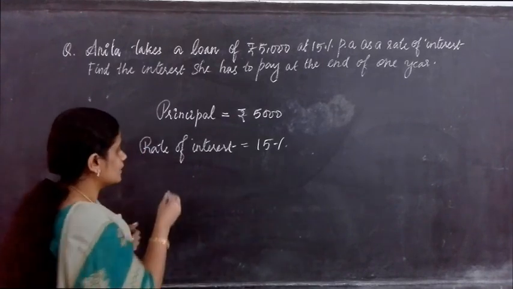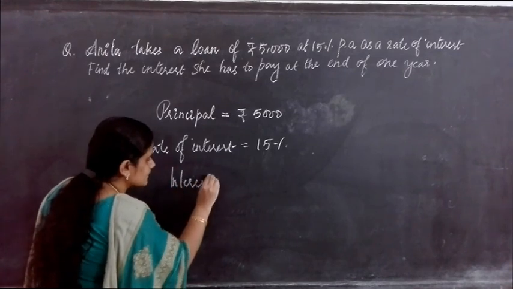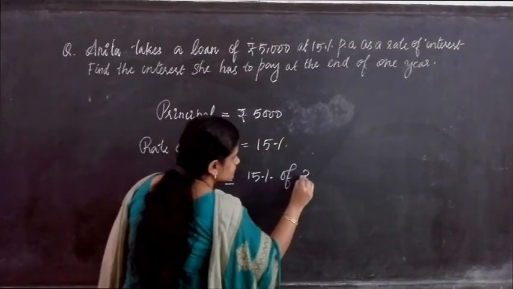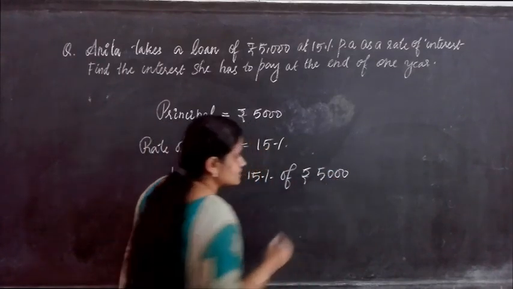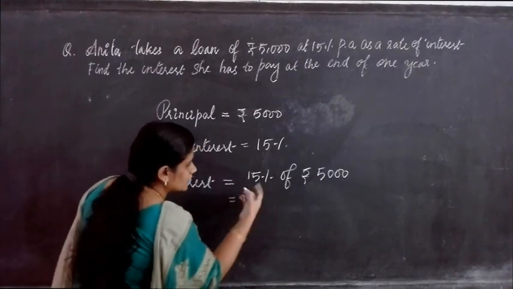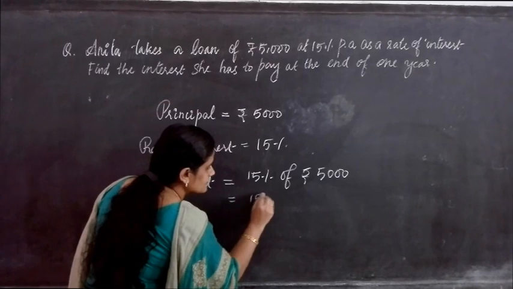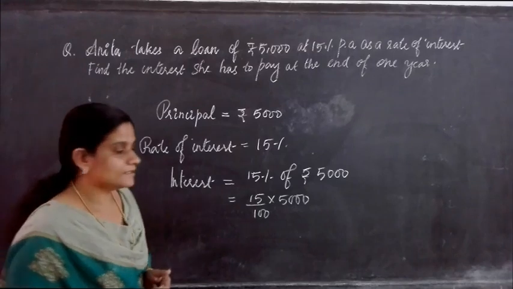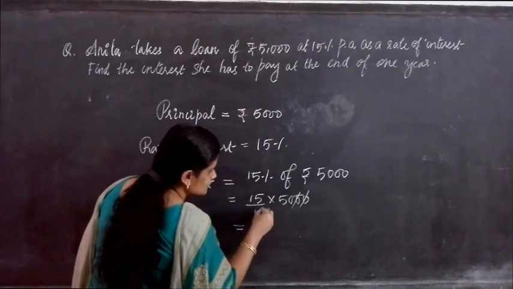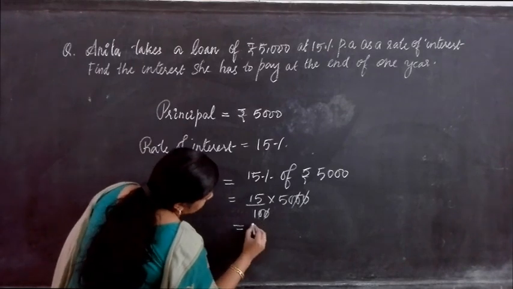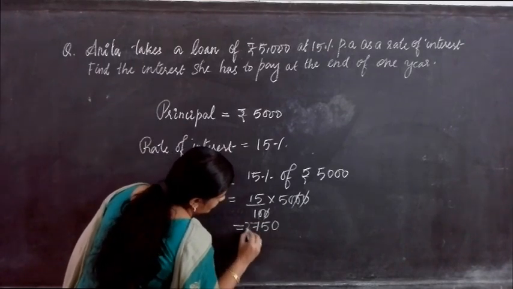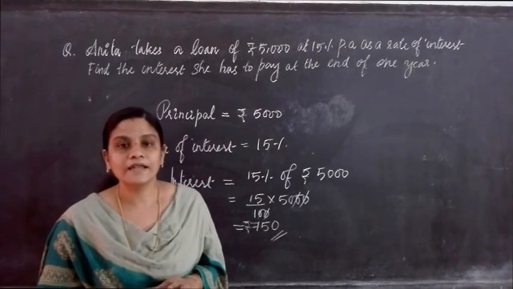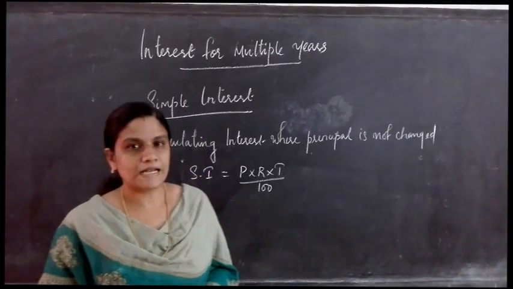Is that clear? So how can you write? Interest is equal to 15% of rupees 5,000. Is that clear children? Now what is 15%? How can you write that? As 15 by 100 into 5,000. Clear? So now here the zeros we can cancel. So what will be the answer? As 750. So what is the interest she has to pay? As rupees 750. Is that clear?